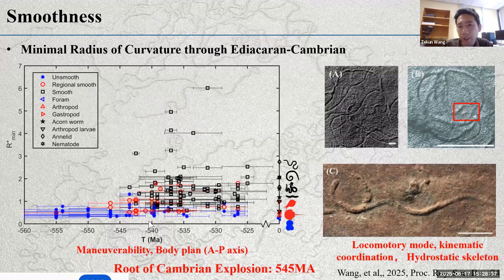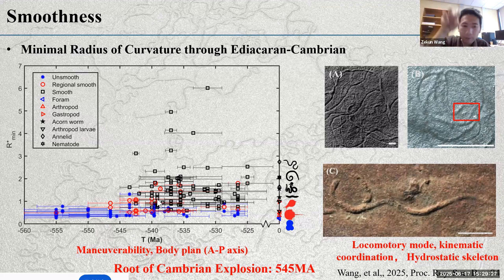Then we can take a look at the trace fossil record during the Ediacaran-Cambrian transition. As you can see, for the traces before approximately 545 million years ago, the traces are basically all unsmooth, plotted by these blue dots. These unsmooth traces tended to have very small minimal radii of curvature due to the existence of abrupt turns, like some traces left by foraminifers. This means the trace makers should have a very short body profile, maybe a round or ovoid shape, so they can make very random changes in orientation where they are.